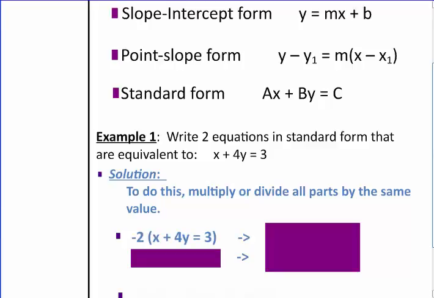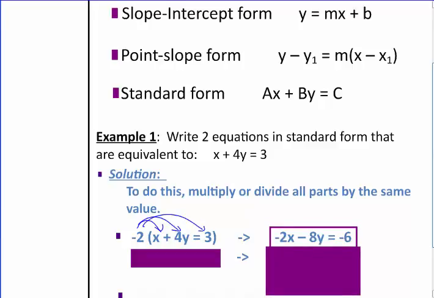So I have chosen for my first number -2. Basically you just take the whole equation and you're just going to multiply the whole equation by -2. And the way you do this is by distributing. It gets you a different equation that is equivalent to the one you started with. So -2x minus 8y equals -6.